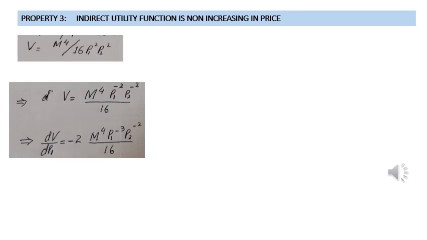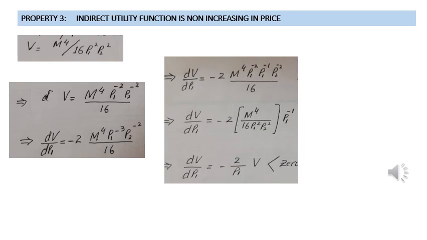Okay, now property number 3. Indirect utility function is non-increasing in price. It means that we'll differentiate our indirect utility function with any of the prices. We are doing it for P1 and our answer should be non-positive. So the indirect utility function is written as m power 4 into P1 power minus 2 into P2 power minus 2 whole divided by 16. We differentiated it with respect to P1 and got minus 2 m power 4 into P1 power minus 3 into P2 power minus 2 whole divided by 16.